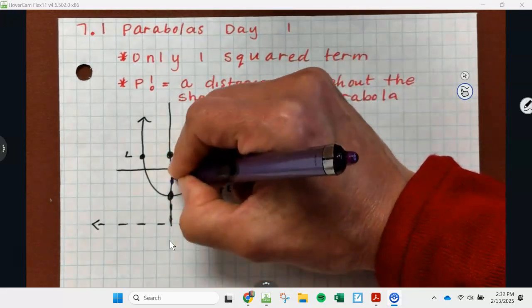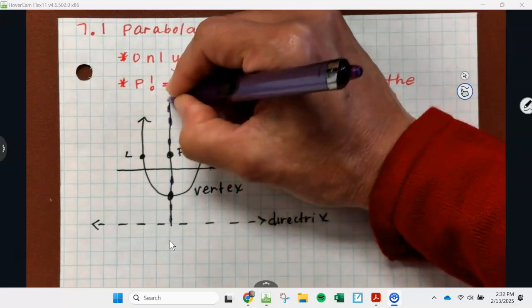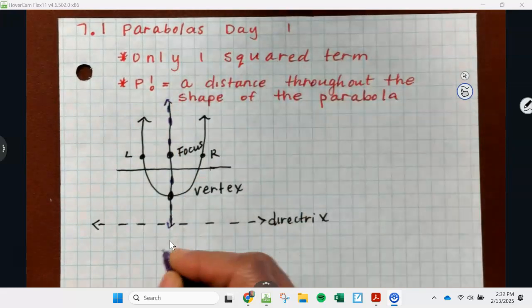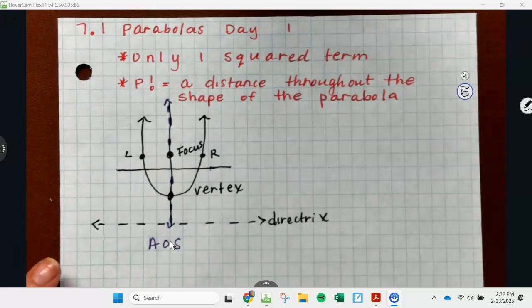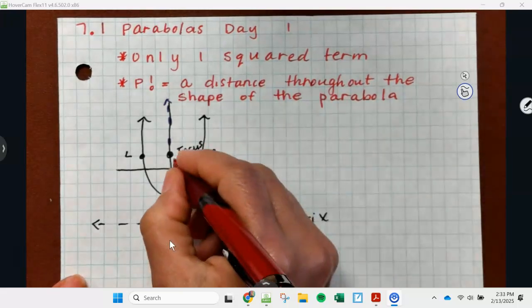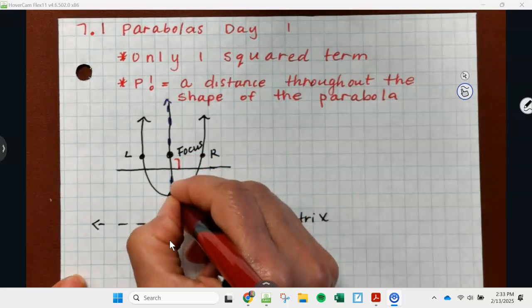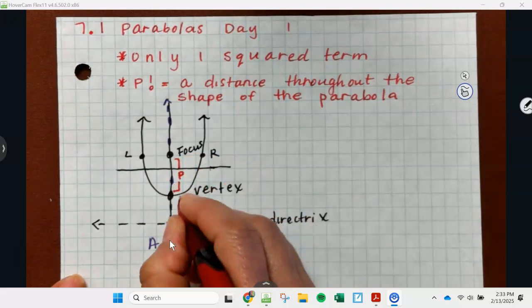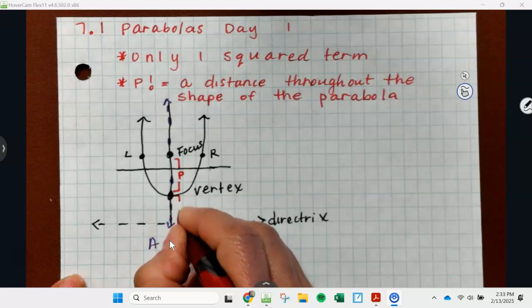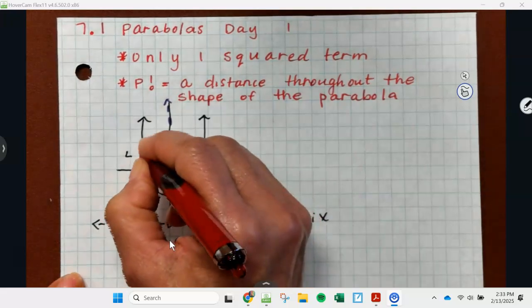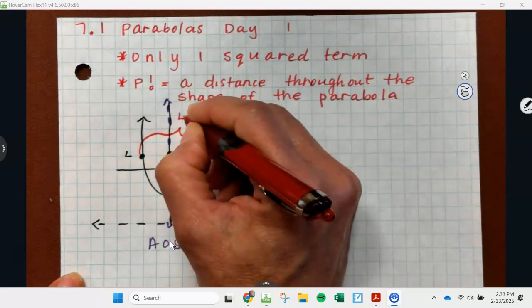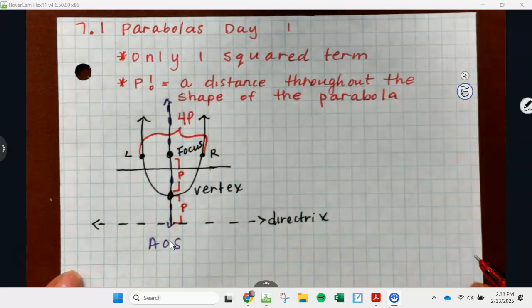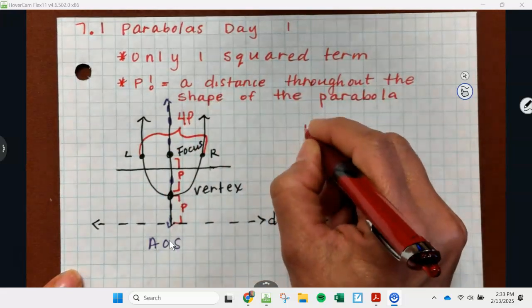All right, here's where the p-value comes into play, right after I draw that vertical line, which is called the axis of symmetry. Remember, the axis of symmetry always goes through the vertex. So the distance from the focus to the vertex and the distance from the vertex to the directrix is a value we call P. And P also occurs in the official width, and that is 4 times the p-value.